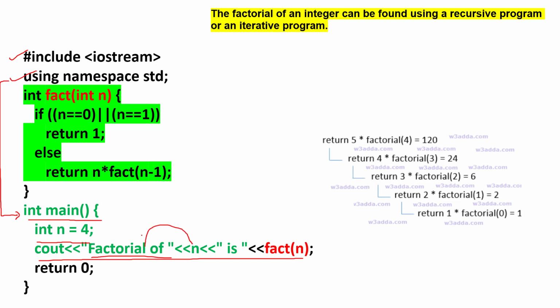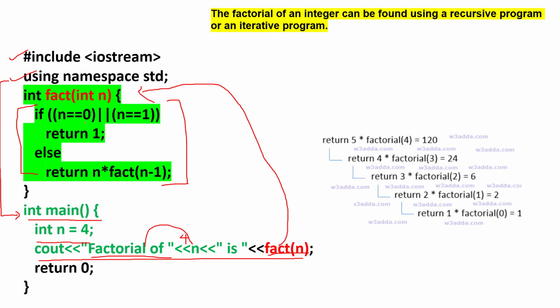"factorial of 4 is", fact(n). So this is actually the user defined function. When this comes, the control will go to the user defined function. So we have int fact(int n). In this we have an if-else condition. So if n equal to 0, we have n equal to 4.